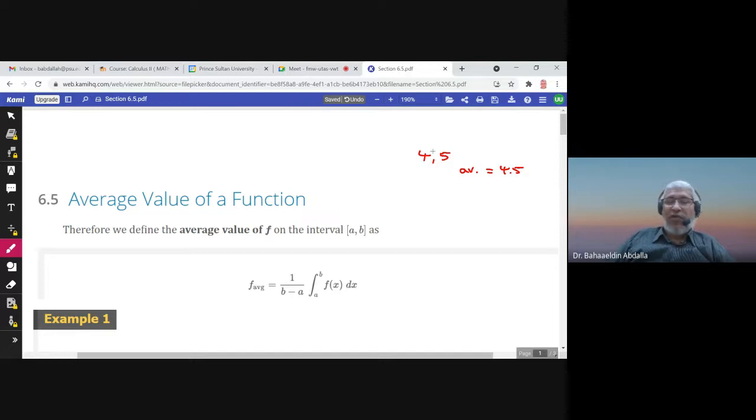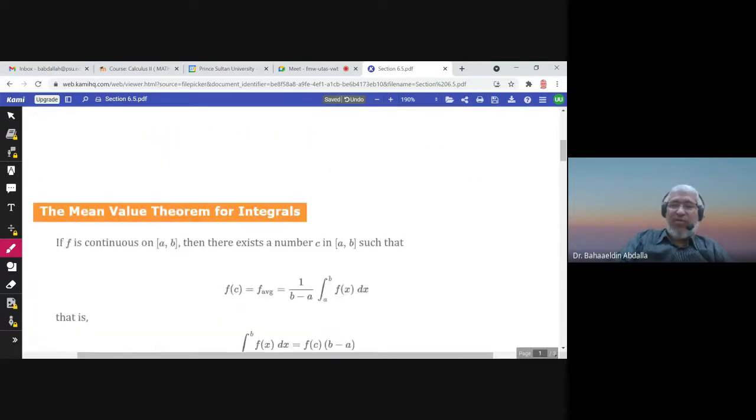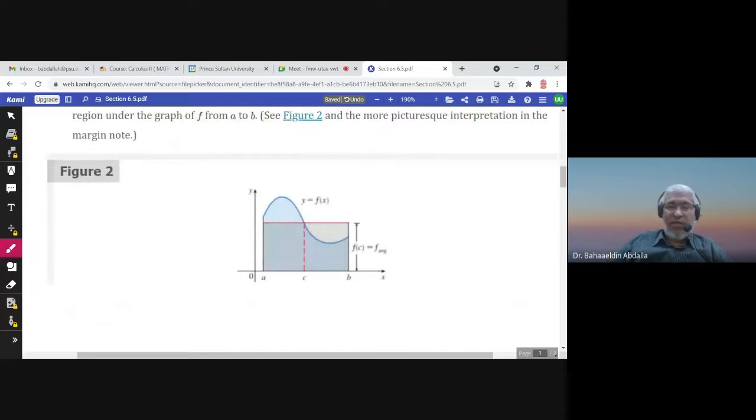Now here, if you have finite numbers, you add them and divide by the number of elements you have. But what about the average value of a function? Well, a function f will have infinitely many values in an interval from a to b. So this is a function f. And if I ask you to find f of a, this height is f of a. This height is f of b.